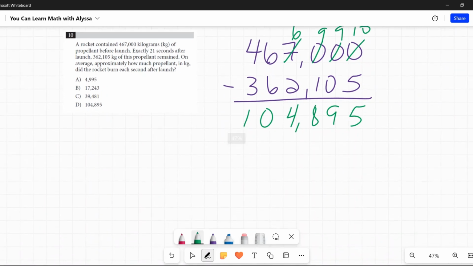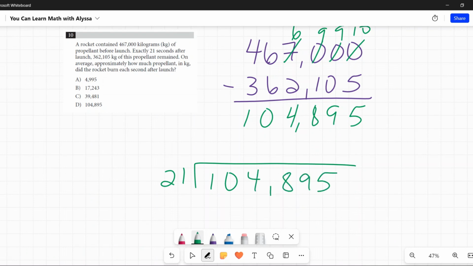So we need to divide 21 into 104,895. A couple different ways that you can do this. You can do this longhand, you can do it with your calculator, or you can estimate it. This is one of those tricks that's really good to know on the SAT, especially. Look at our answers over here. Look how different they are. We've got 5,000, then up to 17,000, I'm rounding, then 40,000, then 105,000. Those are wildly different. These answers are not close at all.